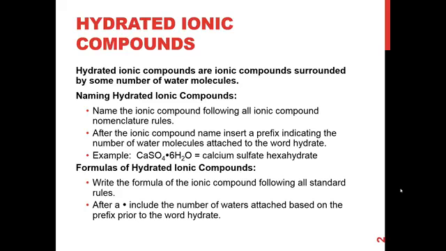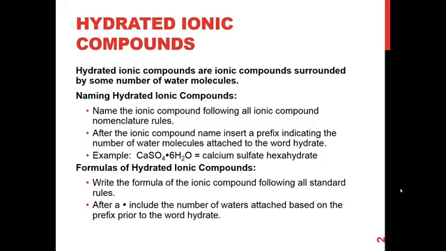A hydrated ionic compound will really contain two parts. The first part of the compound will be a standard ionic compound. Then there'll be a dot, and then there'll be some number of waters. You name the ionic compound using all the rules previously discussed for naming ionic compounds. Then you insert a prefix indicating the number of water molecules present after the dot, followed by the word hydrate. The prefix used is the same prefix that's used in the naming of covalent or molecular compounds.